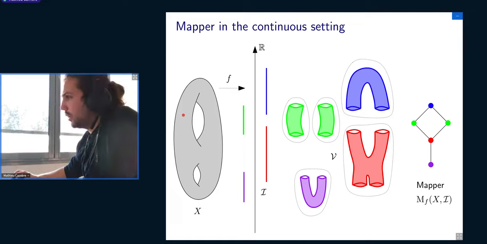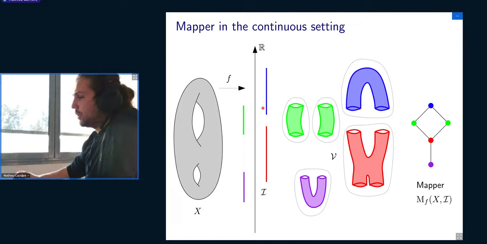So there are, again, some conditions, conditions about the cover of the range of the function and on the function itself, under which you can ensure that you have all the topology that's possible to detect.